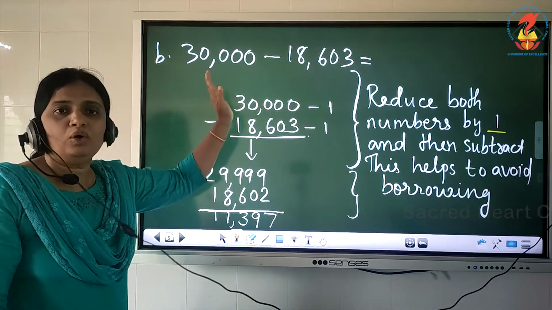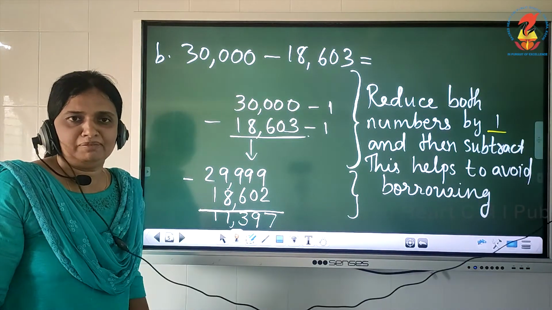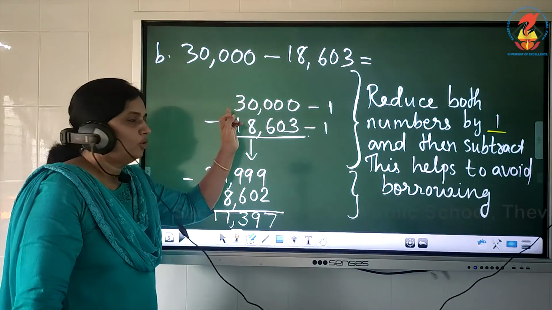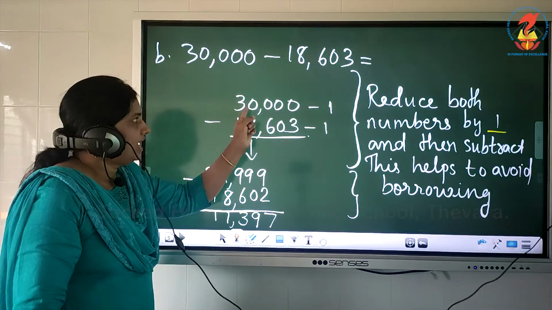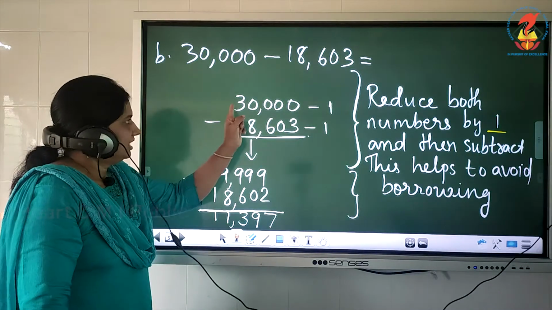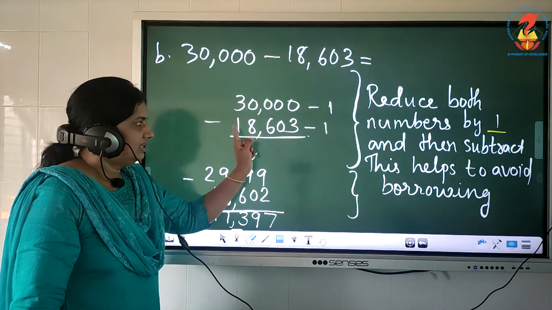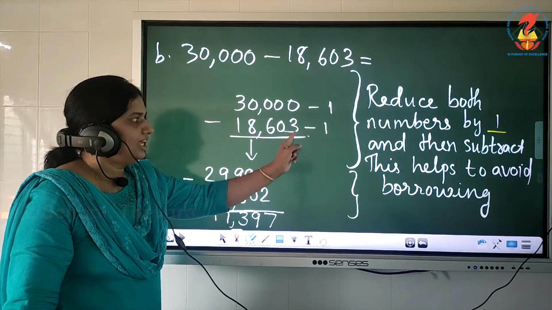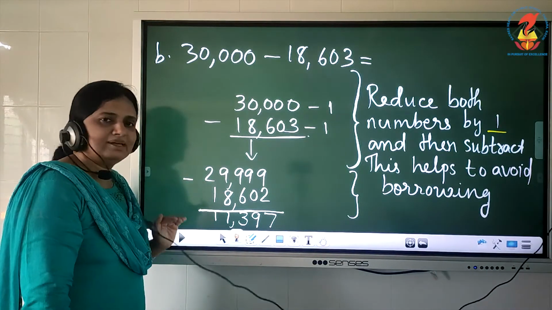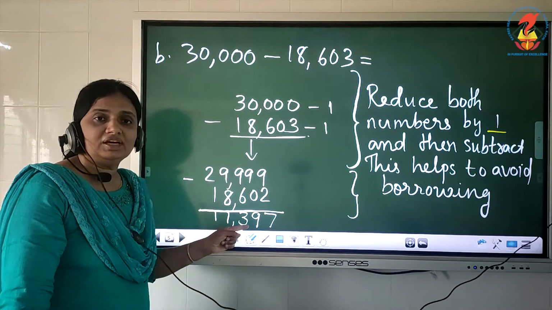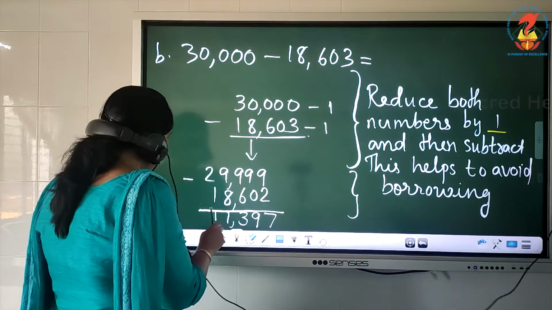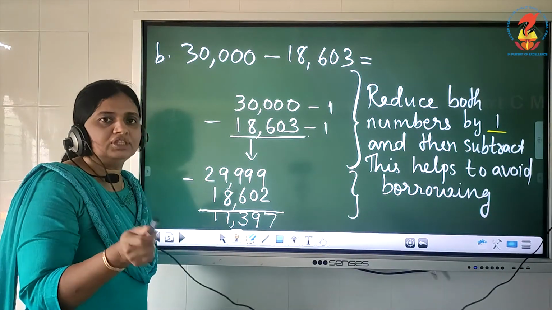Except for one number, all other digits are 0 in the above number. So we can't borrow 1 from any number here. We can borrow only from 3. So I need to reduce 1 from these two numbers: 30,000 minus 1 and at the same time 18,603 minus 1. And I got these two numbers. Then I need to subtract. Which number did I get? 11,397. And I will show you a second method also, and whichever is easy for you, you can do it.